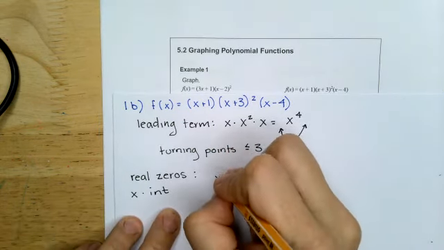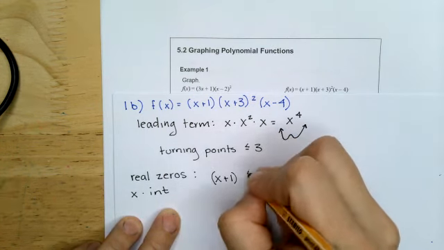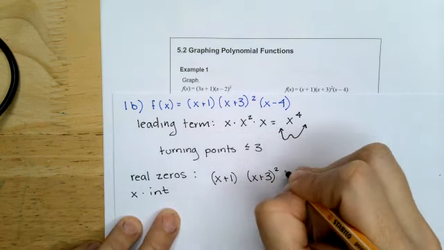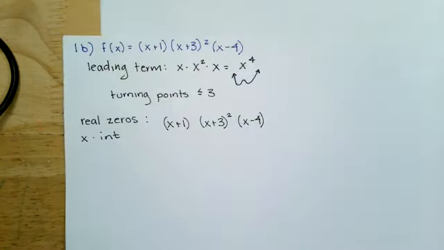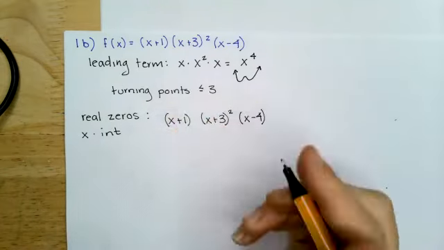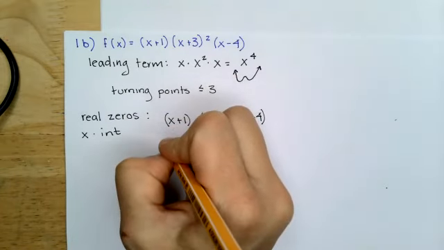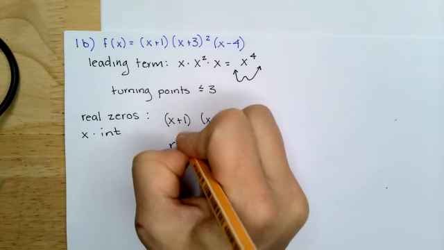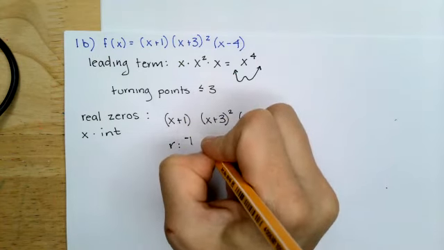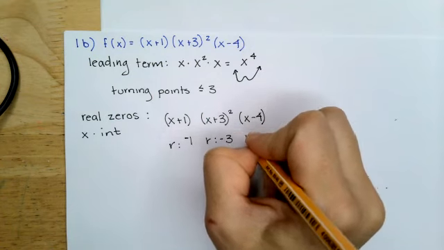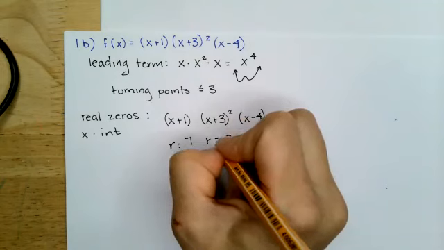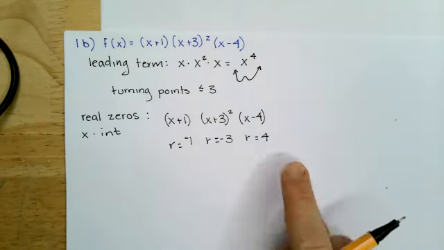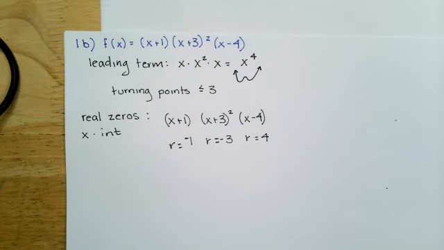We have x plus 1, we have x plus 3 squared, and we have x minus 4. Good. Remember, it's x minus the real 0, or set it equal to 0. When you set it equal to 0, my real 0 is -1. Here my real 0 is -3, and here my real 0 is +4. Sound good? All right, let's talk about their multiplicity.